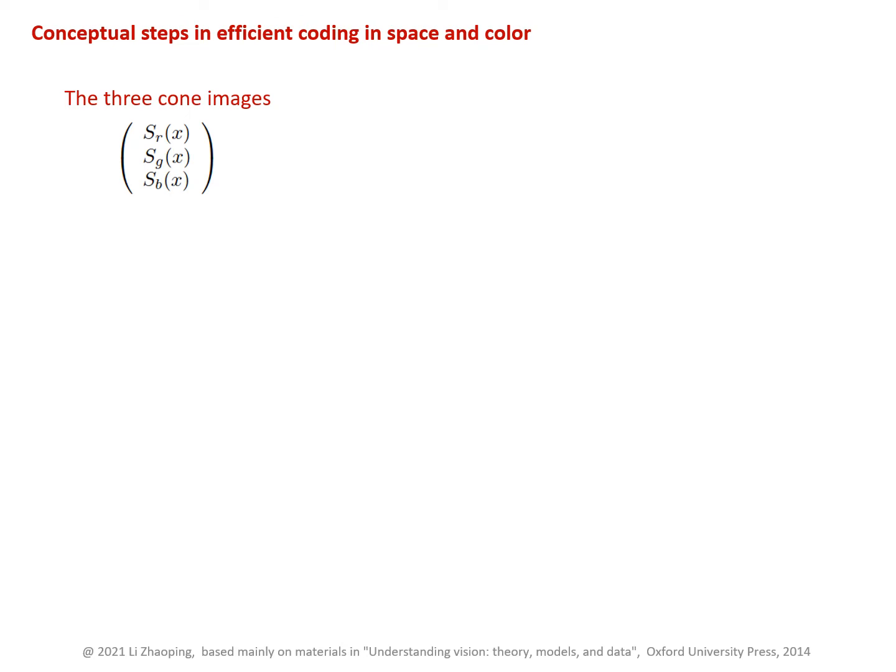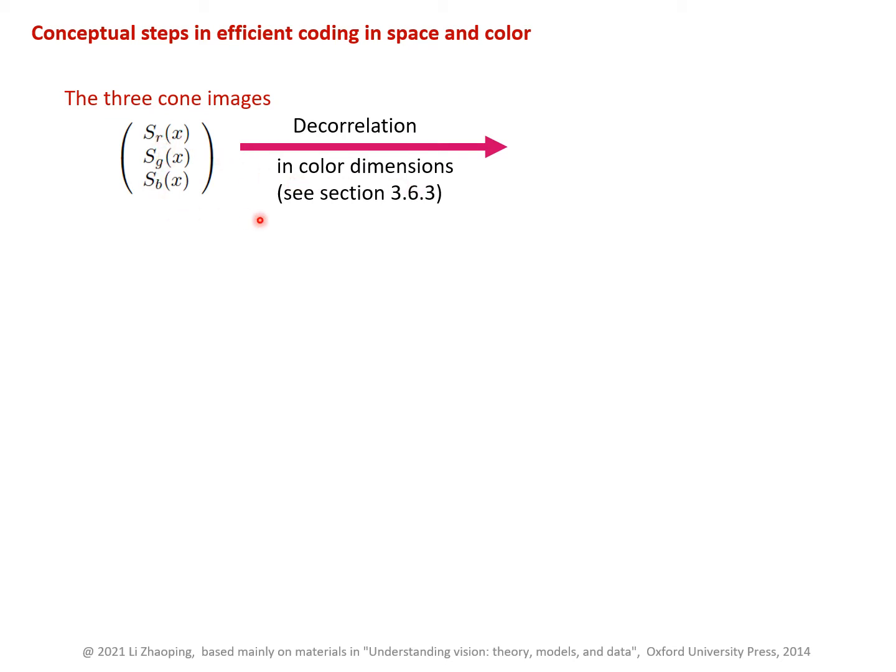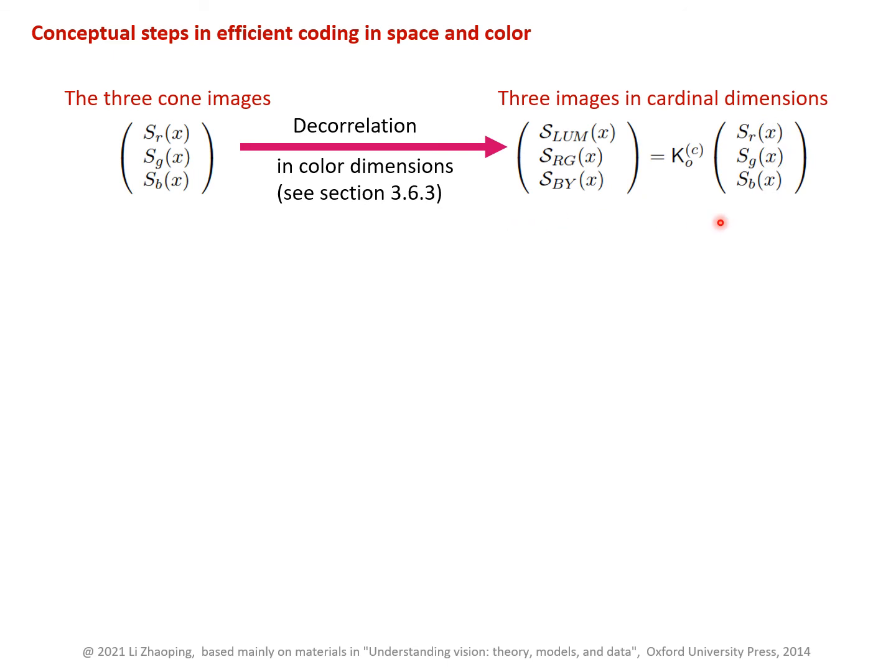Now let's show intuitively how this should be done. And this intuition is actually correct because it can be proven analytically. You can see it in the book or the later part of this video. We start with 3 cone images. The red cone image is a function of space x, the green cone image is a function of space x, and the blue cone image is a function of space. We first of all just do the decorrelation in these color dimensions, or 3-dimensional color. And this we have already learned in efficient color coding how to do by a rotation in 3D space.